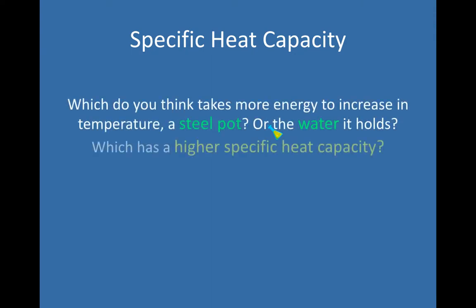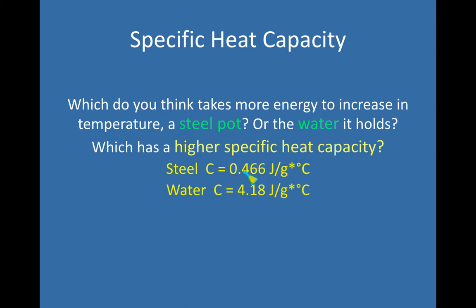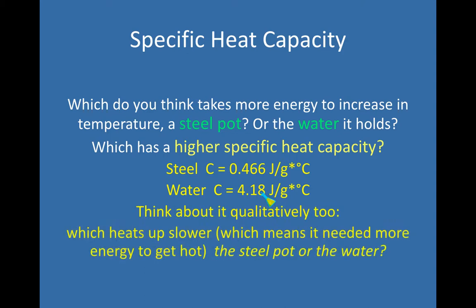Okay. So here are some numbers. Steel has a specific heat capacity of 0.466, water 4.18. So the higher specific heat capacity is water. And what does that mean? Well, it heats up more slowly. Right? It's going to take a lot more energy for water to get hot than steel. Steel gets hot pretty fast.